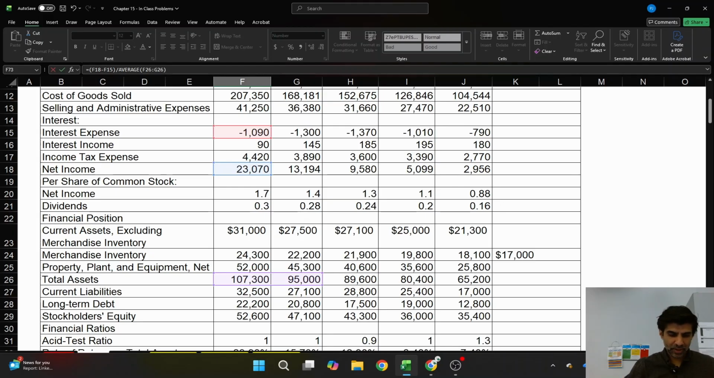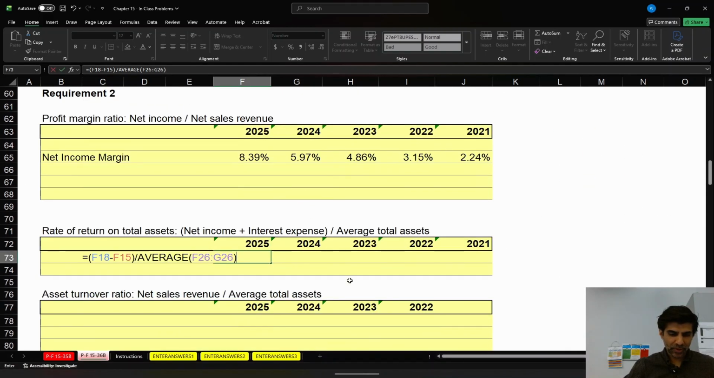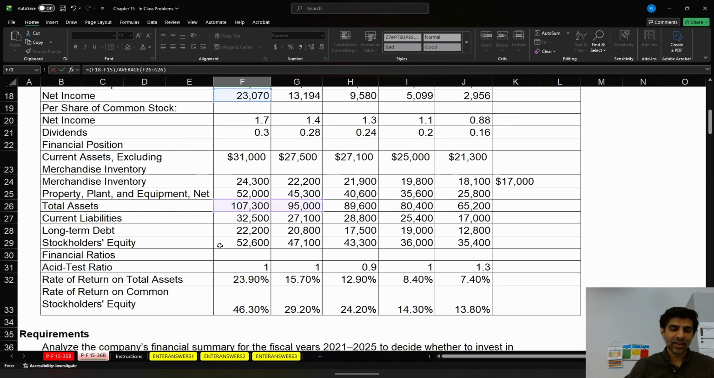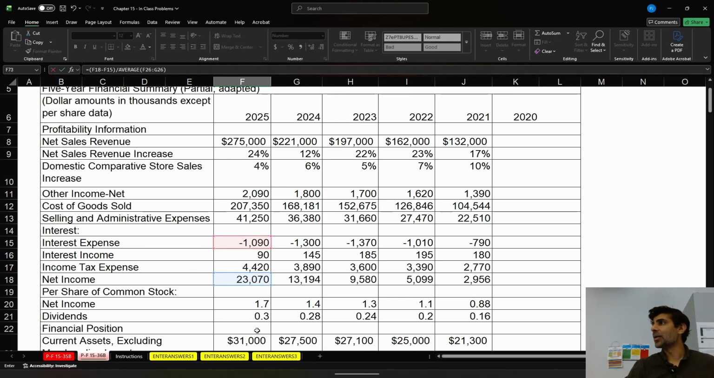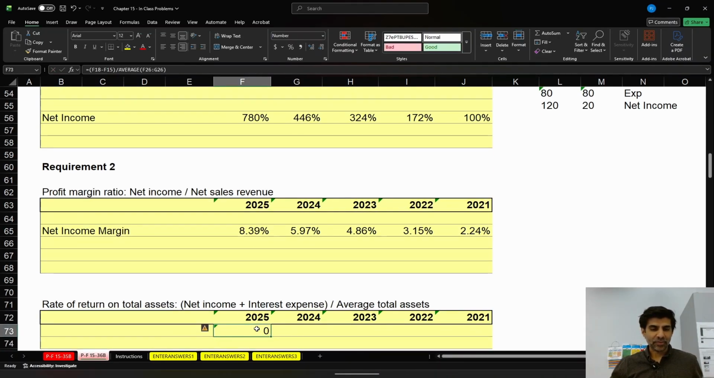Okay, so again, my formula is now net income, and we're doing minus F15, because F15 is recorded as a negative number. If F15 was a positive number, then we would do F18 plus F15. But since it's in the cell as a negative number, we're going to change the sign and make it a positive.